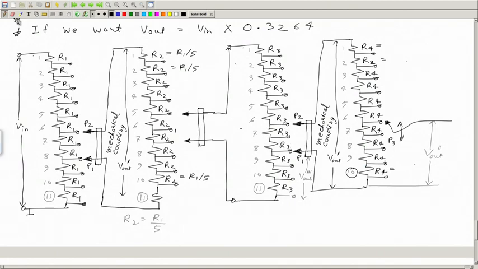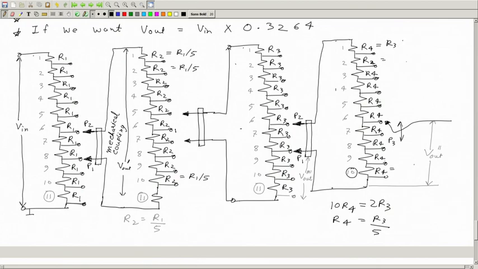Okay. So here we will want that 10 R4 is the same as 2 R3. That means R4 will be R3 by 5. So you can write here R3 by 5, R3 by 5, and so on, always.